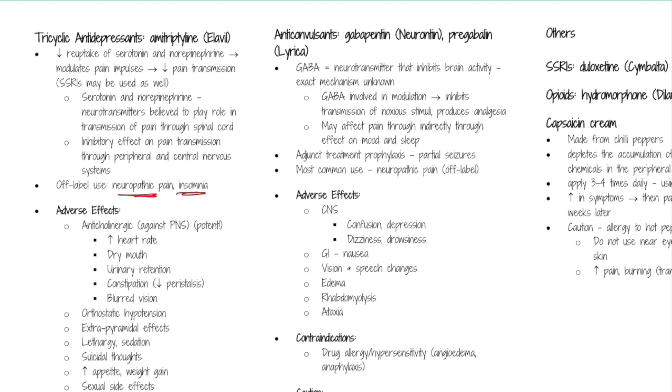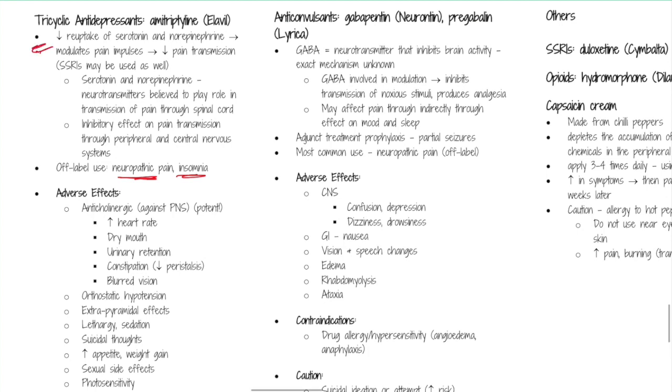So what does a tricyclic do? It decreases or inhibits the reuptake of serotonin and norepinephrine in that synaptic cleft, and that means you have more of it left in your system, and that actually will decrease pain transmission. Again, there's a video on nociception and pain and how norepinephrine and serotonin play a role in that you can watch. For now, it's good enough just to know that they're believed to play a role in the transmission of pain through the spinal cord. An inhibitory effect on pain transmission through peripheral and central nervous systems is what we're doing here with these tricyclics. Again, it's an off-label use.